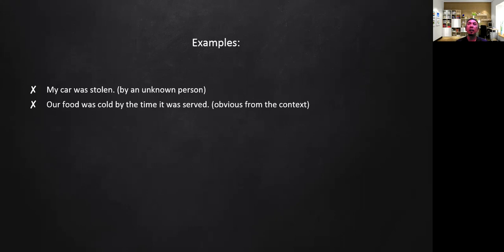And then: Our food was cold by the time it was served. Who served the food? Well, in a restaurant, we know who served the food. That's why it is obvious from the context. If we go to a restaurant, the food will be served by waiters. And then the third one: What is this called in English? For example, an eraser. You can say, what's this called in English? By people in general, by people who speak English. The agent is people in general. Those are the three examples of the situations.